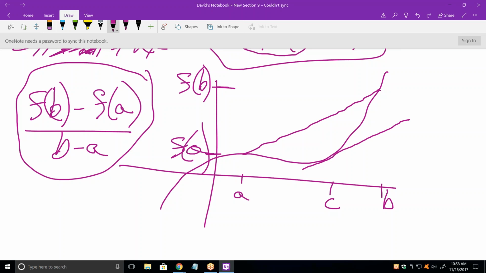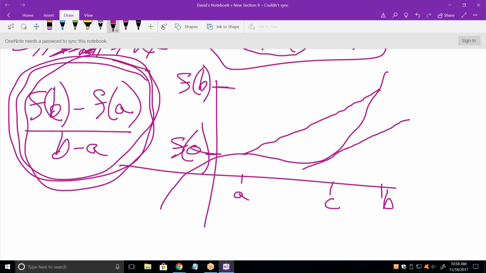And so they can give you problems about finding C. The way to do it is to figure out this first. That's your average slope. Then take the derivative of the function and set it equal to the average slope that you calculated. That will find the point C that has a derivative that is the same as the slope of that line.